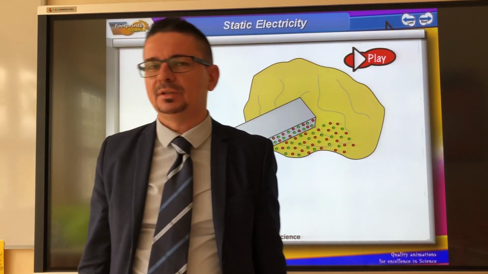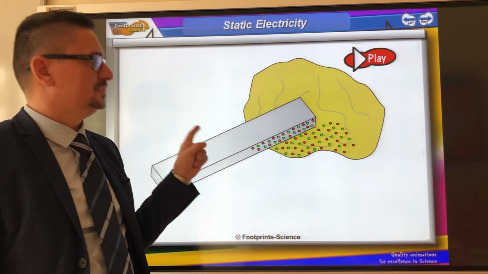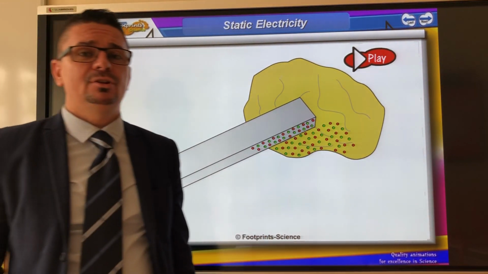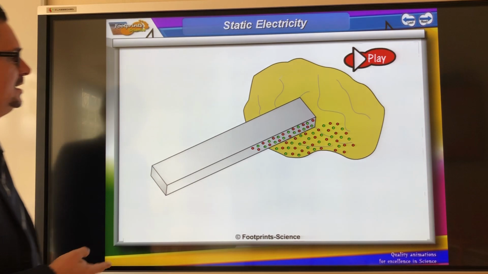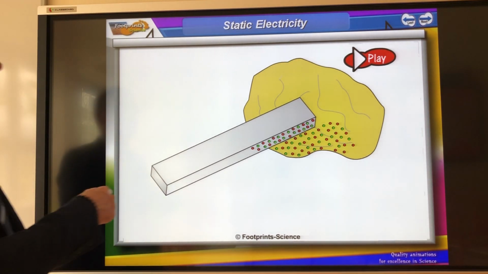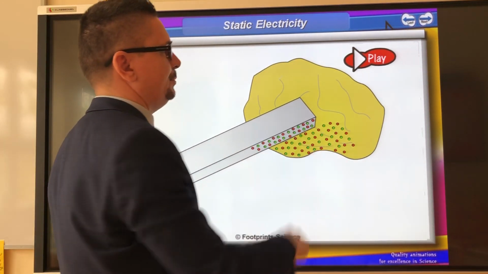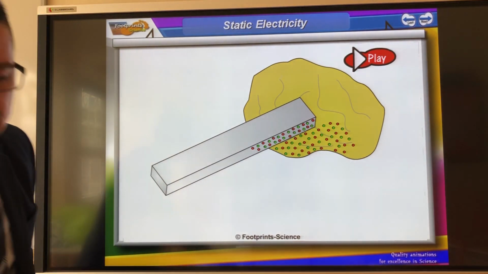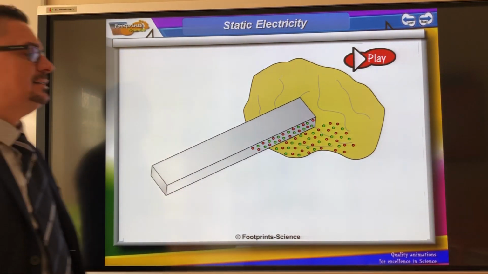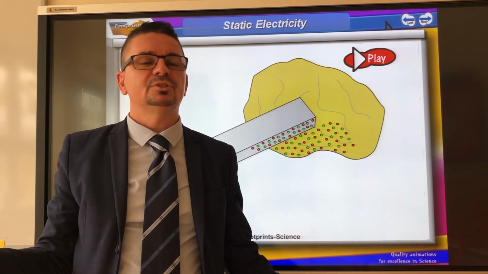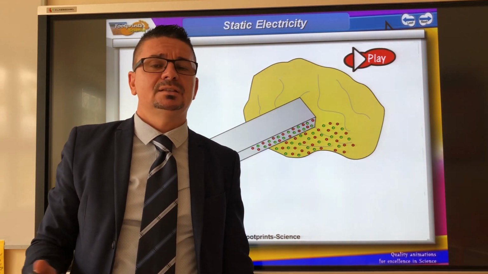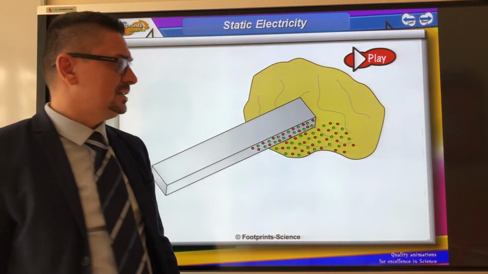And today we are going to start with a kind of short revision. Please have a look at this image behind me. You can see a plastic rod and a piece of fabric. These are insulating materials. Insulating means that they are not electrically charged, so they cannot conduct electricity really.